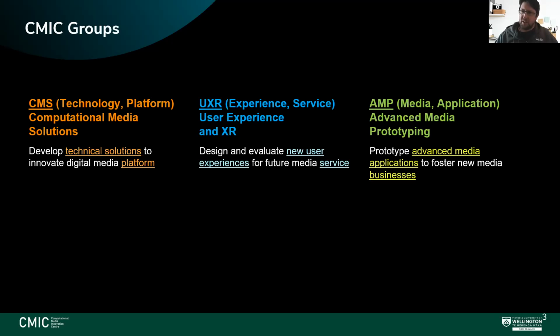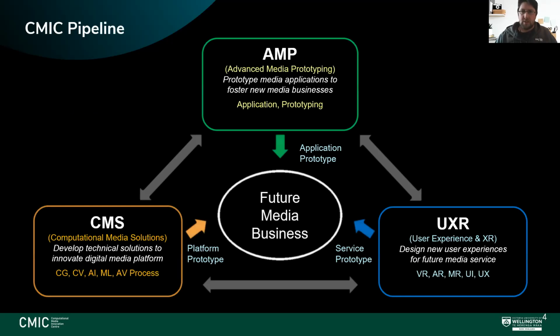As TJ mentioned in his talk, we have three groups with different expertise. They're called CMS, UXR, and AMP. The content of this talk is in the CMS area. We'll be looking at using technical solutions to solve XR-related problems. The outcomes of this work will be a technical solution that innovates the digital media ecosystem, but this leads to new research opportunities and collaborations or prototypes that we can develop with the other groups. We can also talk about some of these outcomes at the end of this talk.